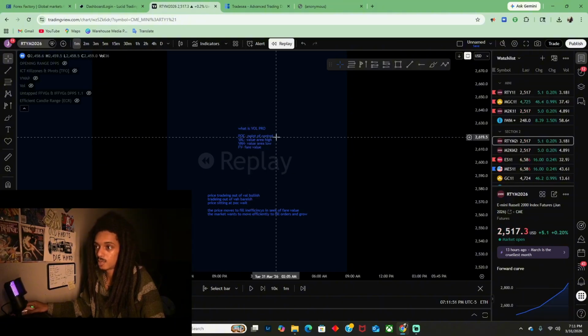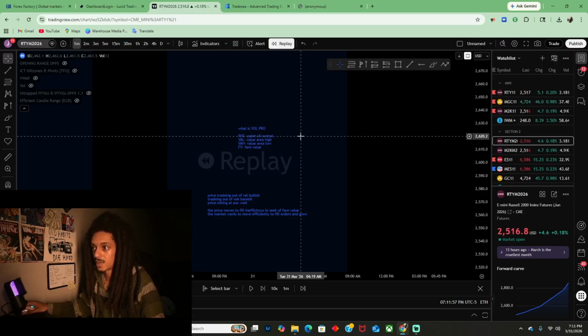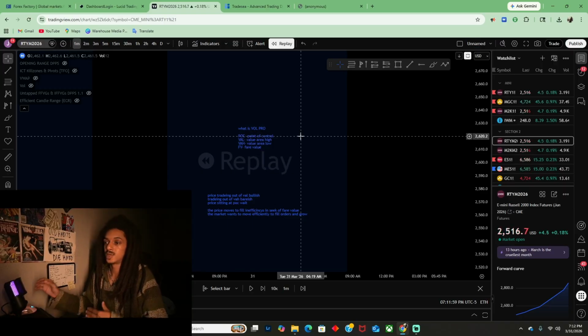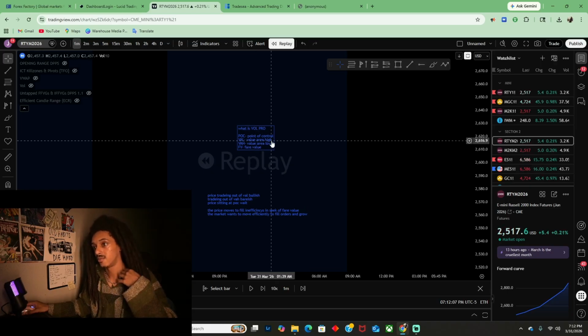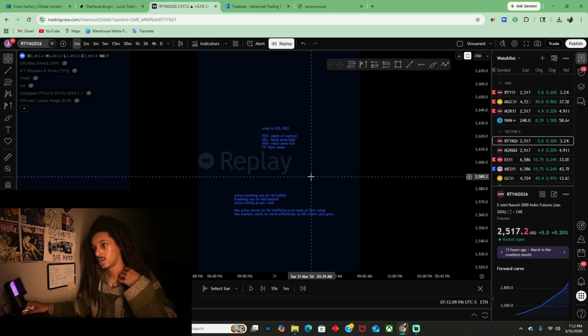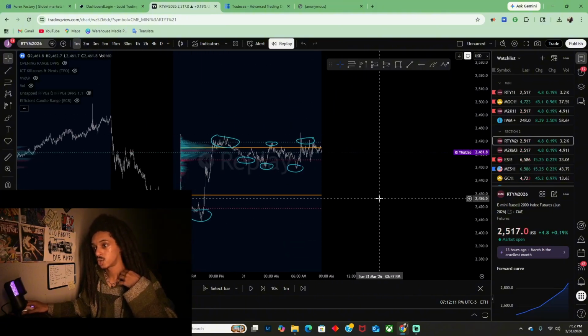Your middle point is your point of control. That's the highest volume price, so that's the price that the most trades occurred at. And then the 70% range on both sides of that is your fair value. At the high and low of your fair value, you have your value area high and value area low. Okay, really quick so you can see what it looks like on a chart.